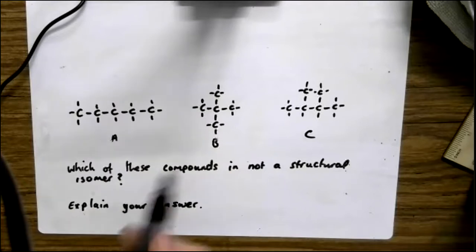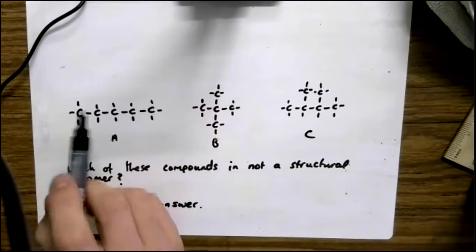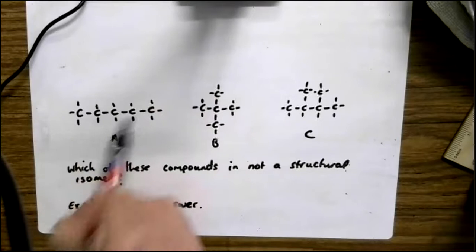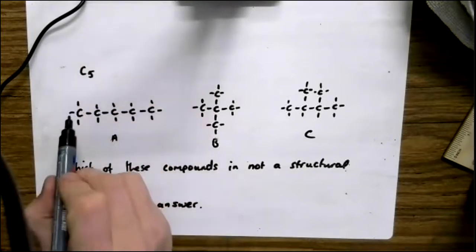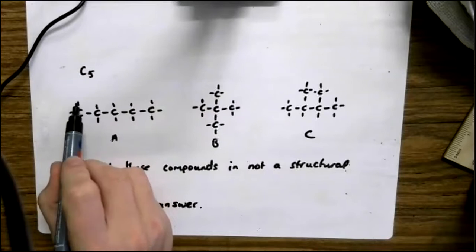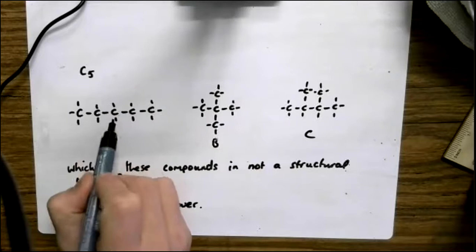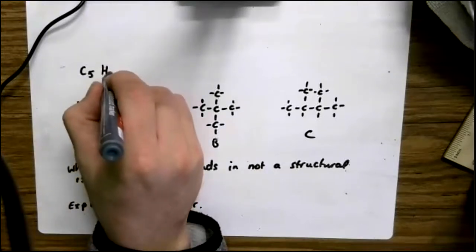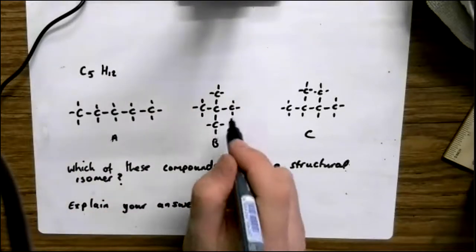Okay, welcome back. Let's work out the molecular formula of these three compounds. Well, in this compound, I've got 1, 2, 3, 4, 5 carbons. So C5. At the end of each of these lines is a hydrogen. So let's count them. 1, 2, 3 hydrogens, 4, 5, 6, 7, 8, 9, 10, 11, 12. H12. C5H12.